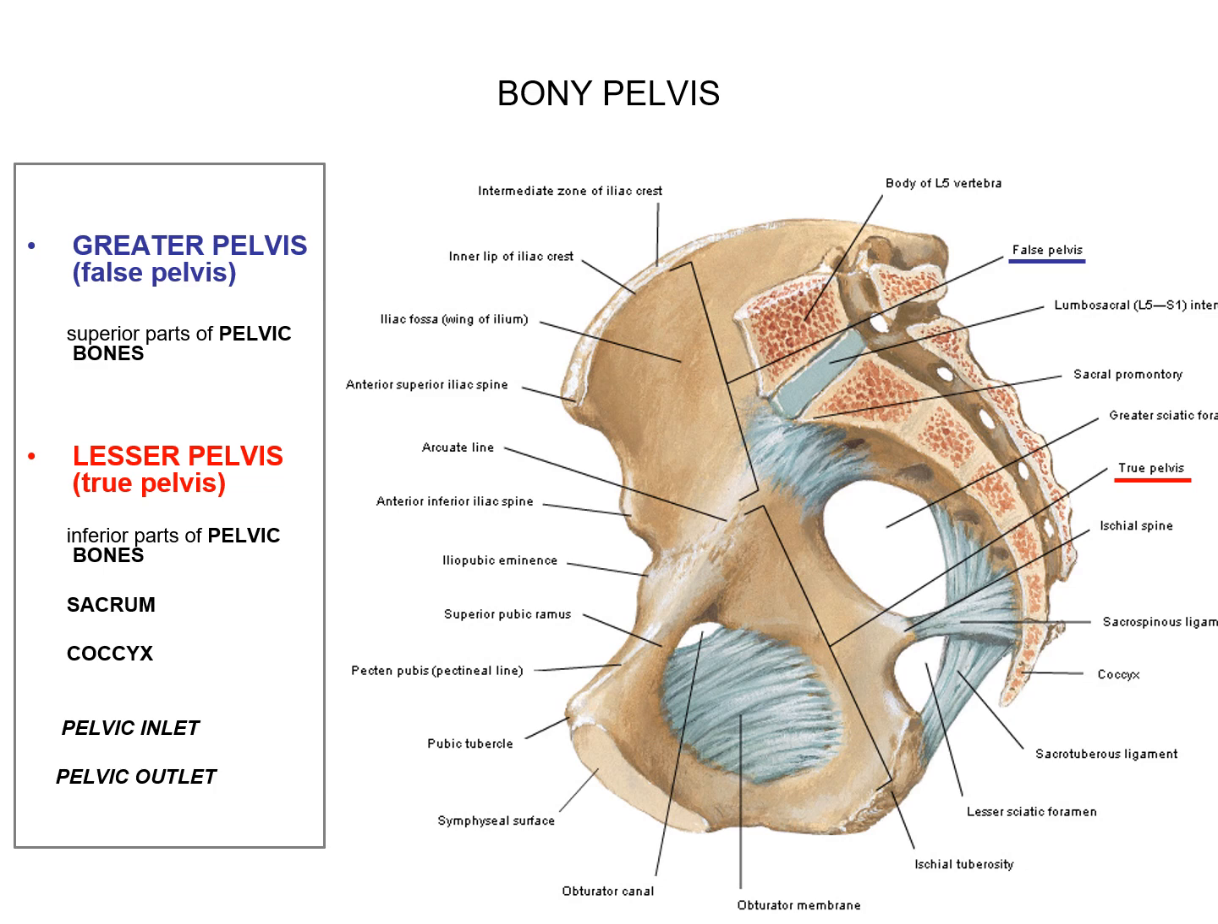The bony pelvis is divided into 2 regions, the greater pelvis and the lesser pelvis. The greater pelvis, or false pelvis, is the superior abdominal part of the pelvis. The lesser pelvis is known as the true pelvis. It is related to the inferior parts of the pelvic bones, sacrum, and coccyx, and it has an inlet, walls, and an outlet.